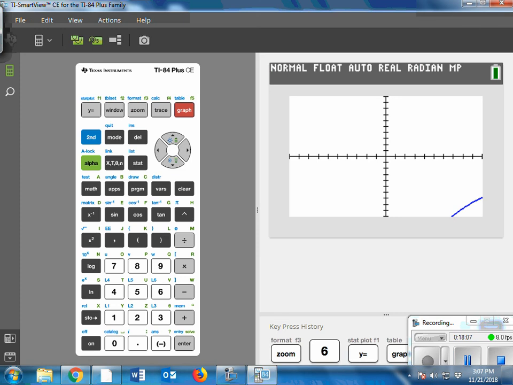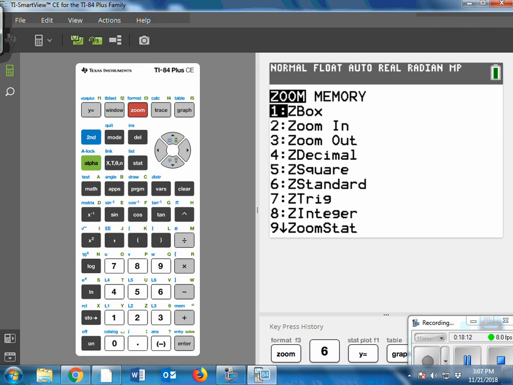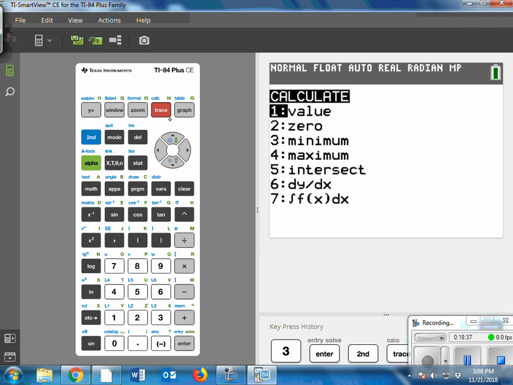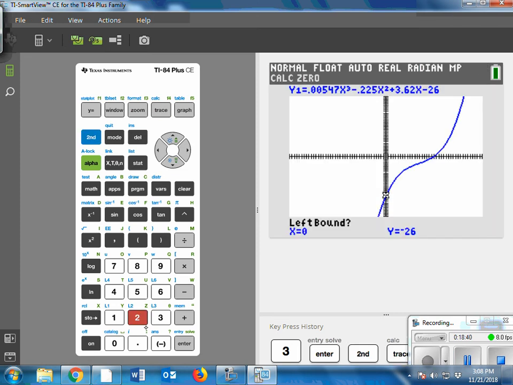Obviously we have some different numbers here. So what I want you to do is hit zoom, and we're going to zoom out. That's number 3, so hit 3. And then notice how my cursor is blinking. We want to zoom out, so hit enter right at the origin. And this gives us enough to see that it crosses the x-axis on a positive setting here. So we want to know where it crosses that x-axis. So you have to figure out where it crosses by going to second calc. We want to find the zero where it crosses the x-axis.